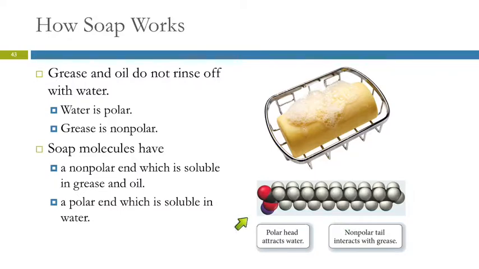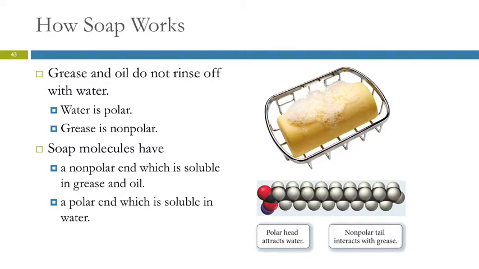So here we have an illustration of a soap molecule. At one end is a polar head. So here we have oxygens up here, and those are very electronegative. And then over here, the rest of the molecule is carbon hydrogens, and that's going to be very nonpolar. So this nonpolar end is fine mixing in with the grease because the grease or the oil is nonpolar. This polar end likes the water, and so it'll mix in with the water really well.